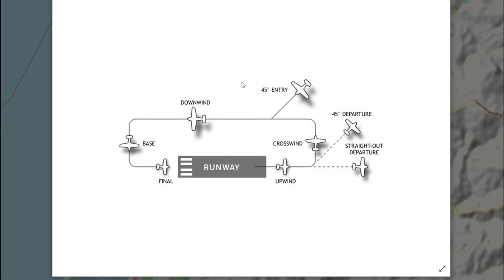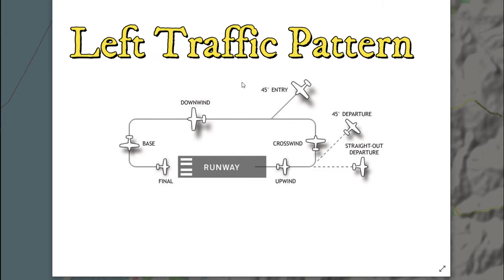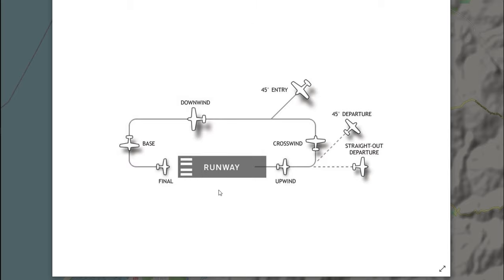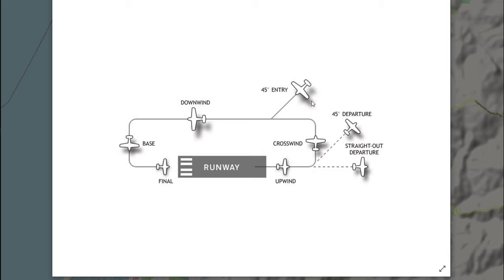What you see on your screen right now is depicted a left-hand traffic pattern for this particular runway. Now what a left-hand traffic pattern means is that every turn that we make within this traffic pattern will always, always, always be a left-hand turn. The only time you will be making a right-hand turn on this traffic pattern is when entering the traffic pattern.